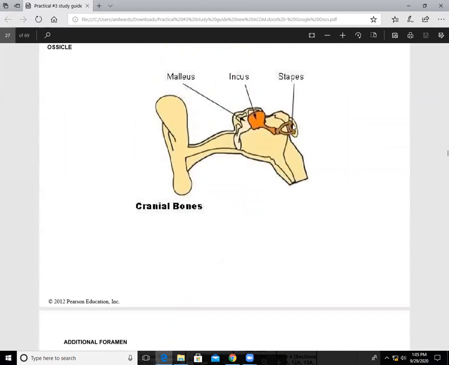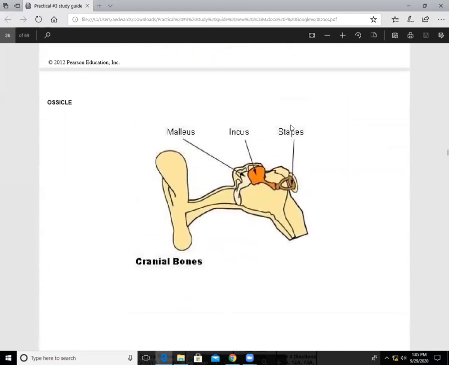So before we get into the ossicles, let's take a little break and you can review the structures that we just covered.